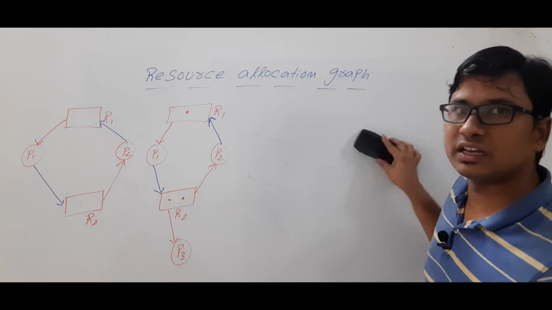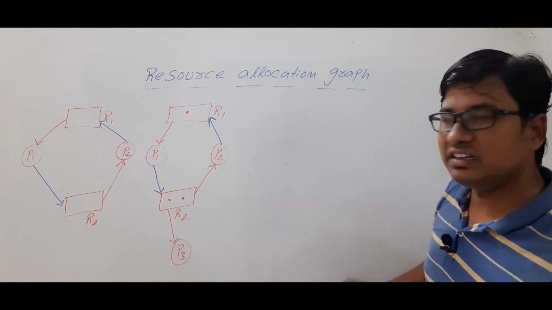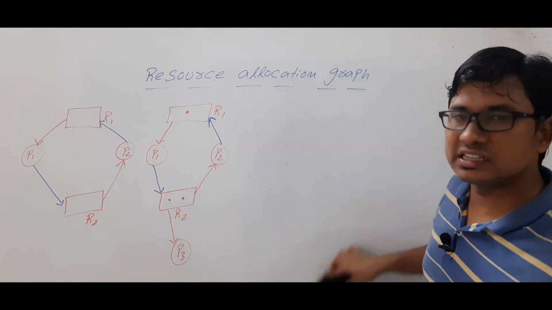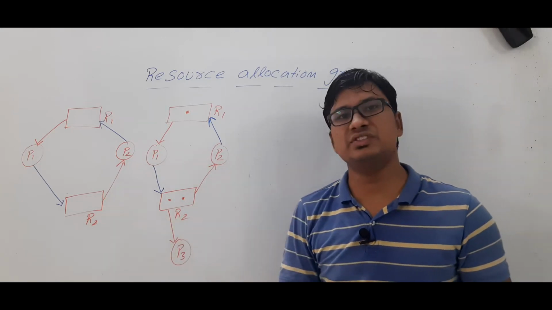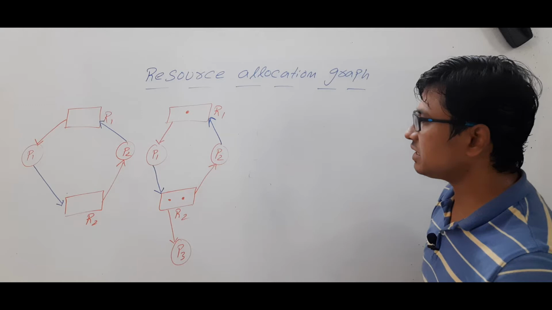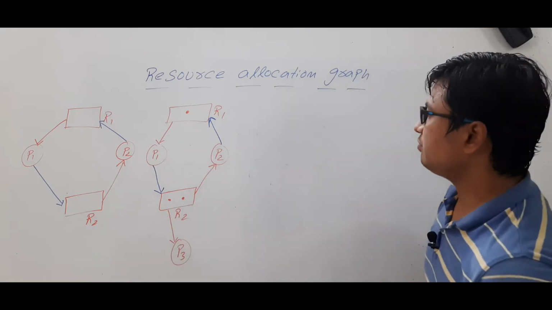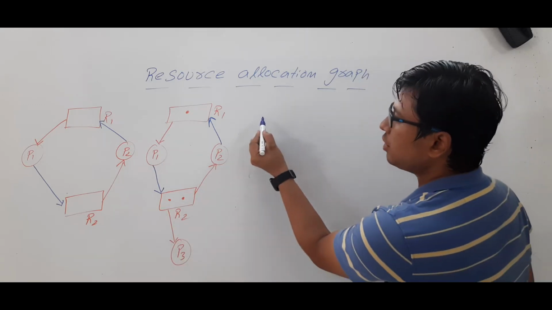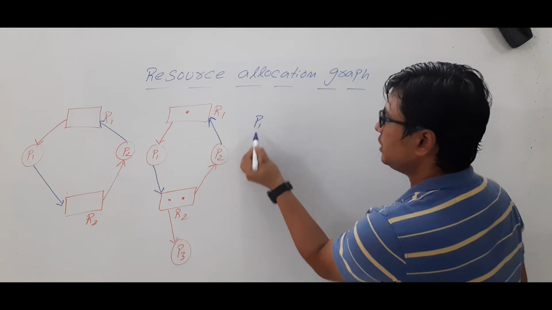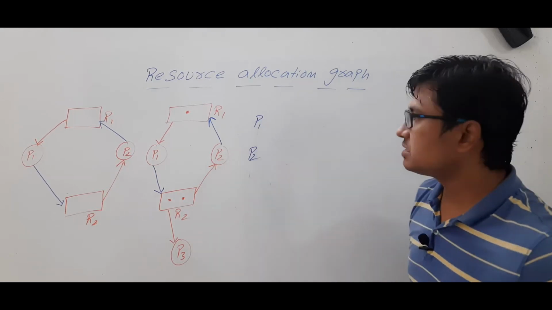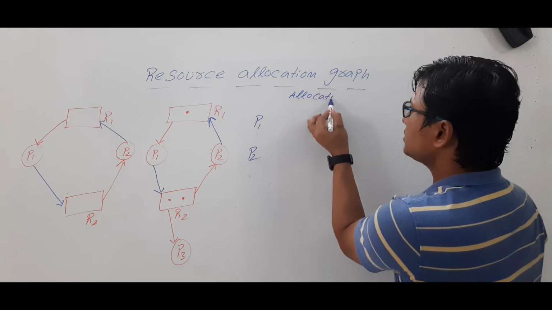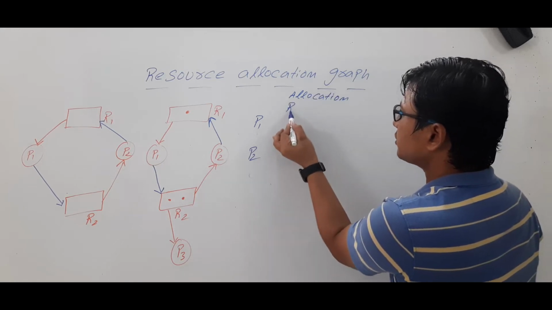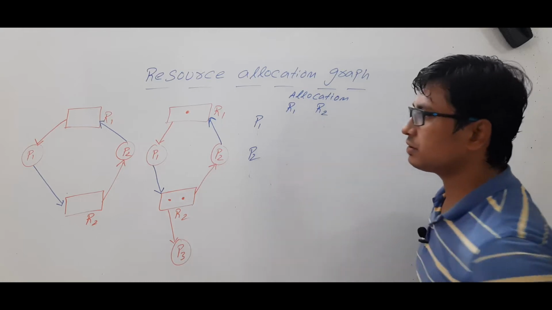With the resource allocation graph, we can find the need, the allocation and the availability, and we can check whether the system is in a safe state or not. Is it clear? Look at the first example. In the first example, you have two processes, P1 and P2. Now let me talk about the allocation. We have two types of resources, R1 and R2.